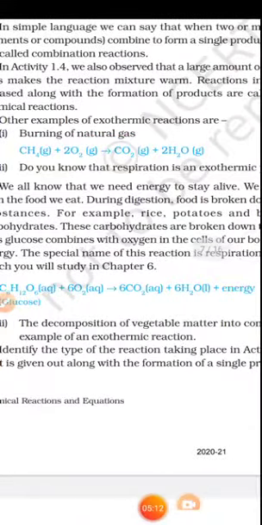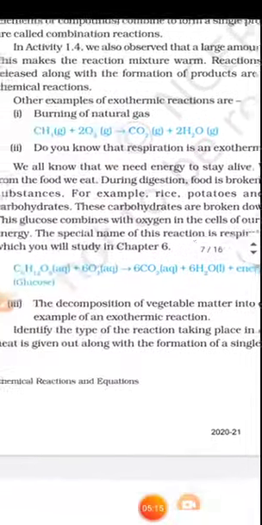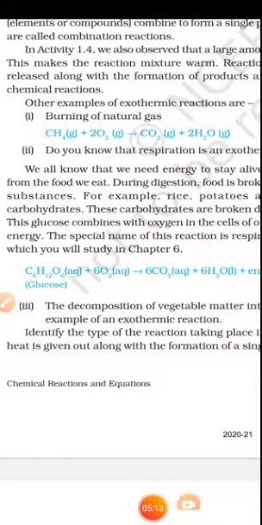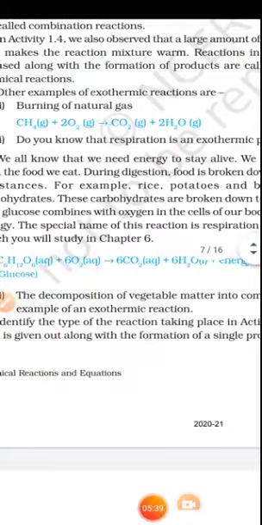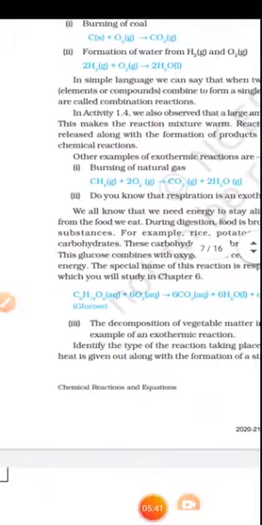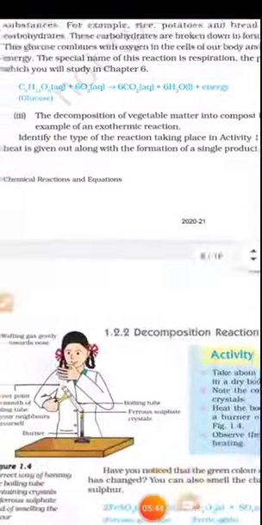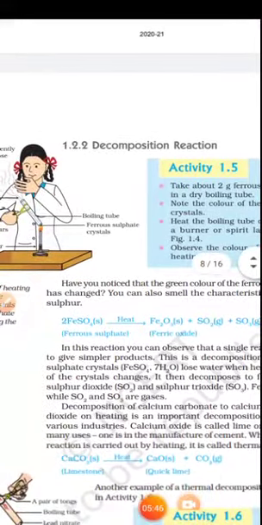Decomposition of vegetable matter into compost is also an example of an exothermic reaction. When I ask what is an exothermic reaction, it means there is heat release in the medium. This decomposition process, where all vegetable matter gets converted into compost, is an example of an exothermic reaction. You will feel the heat around the vegetable matter when there is compost formation.